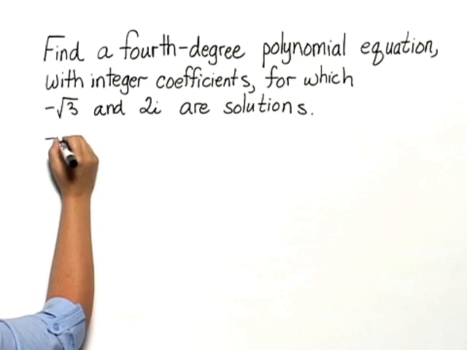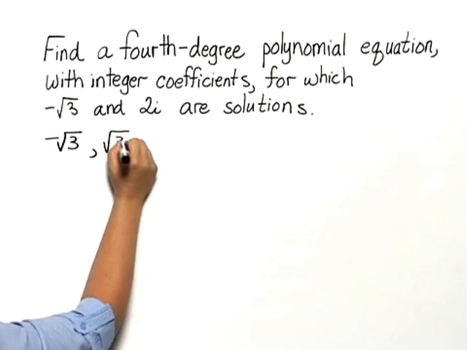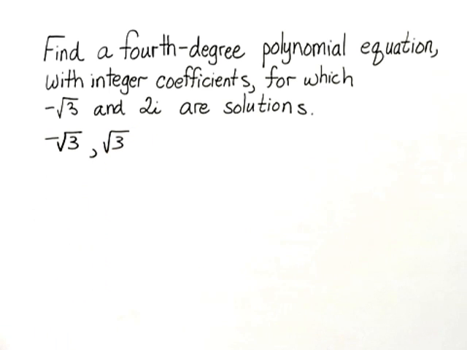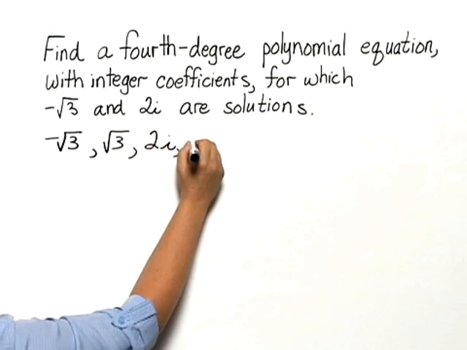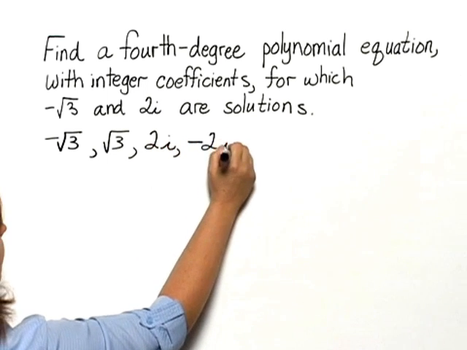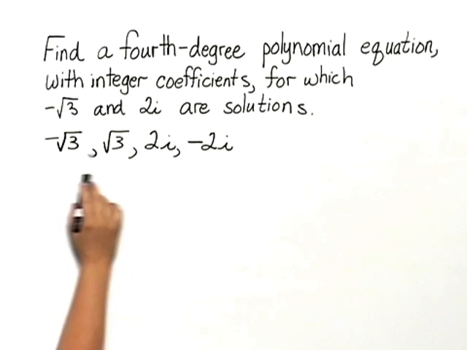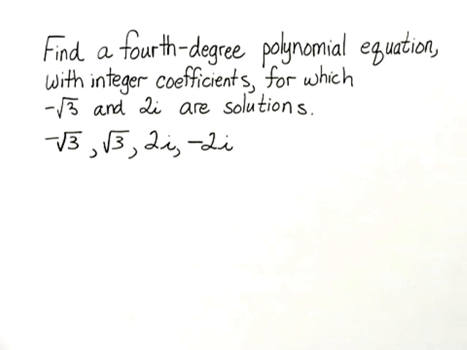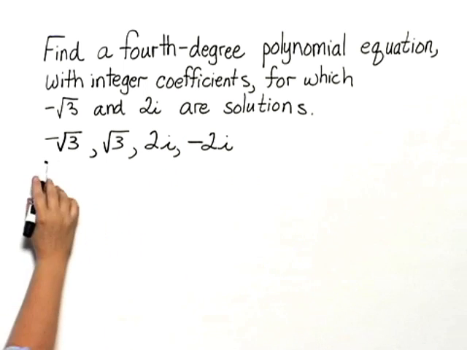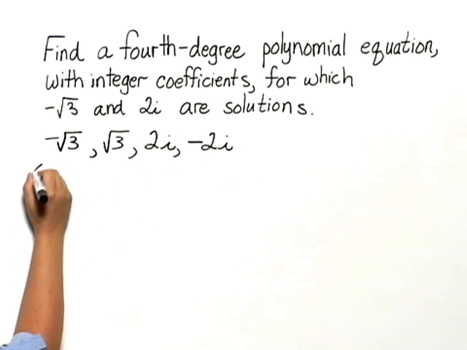So we not only have negative square root of 3 as a solution, we also have positive square root of 3 as a solution. Similarly, not only does 2i have to be a solution, but negative 2i also has to be a solution. So we actually have to have 4 solutions, which will give us a fourth degree polynomial equation once we multiply it out. Each of these corresponds to a factor.